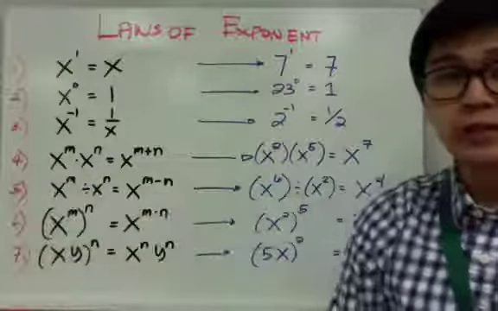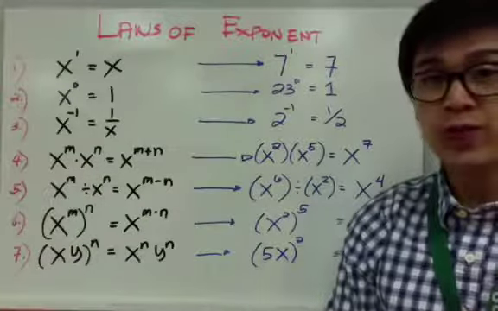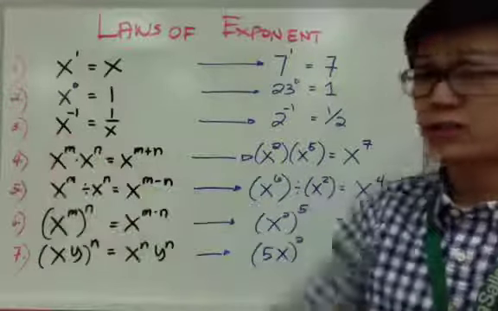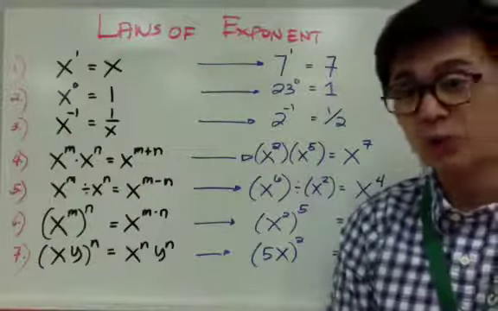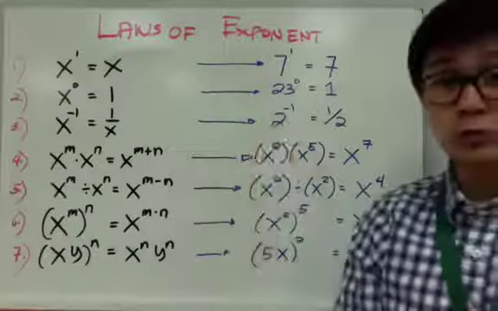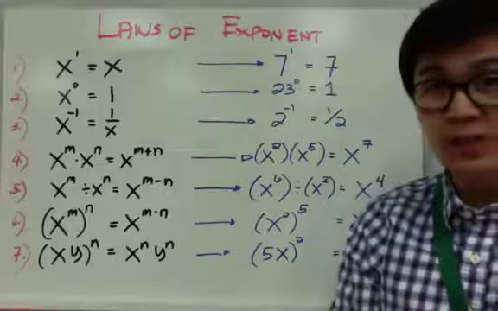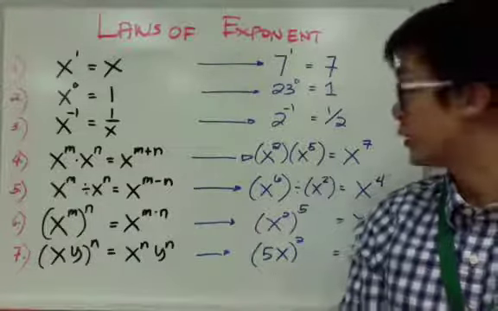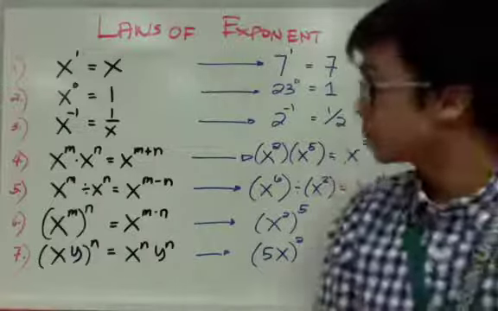Now, for number 3, negative exponents. So whenever you have a negative exponent, you can just take the reciprocal of your expression. So kung meron kang x raised to negative 1, it's equal to 1 over x. Similarly, kung meron kang 2 raised to negative 1, pag sinimplify mo yung negative exponent, it's simply 1/2, or 1 over 2 to the positive 1.